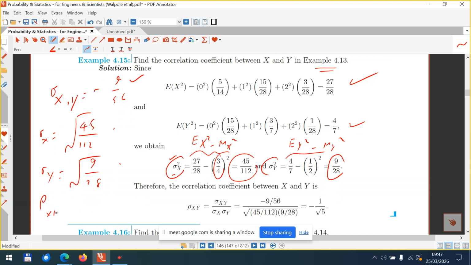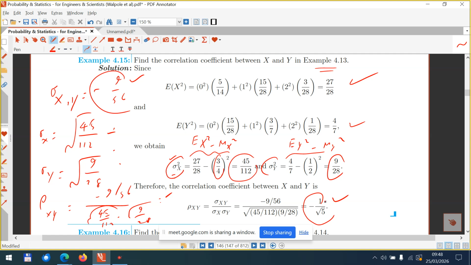So rho xy will be this minus 9 over 56 divided by these two, the square roots of 45 over 112 and 9 over 28. And that will give us the value. So now this value is useful, which is minus 1 over the square root of 5.